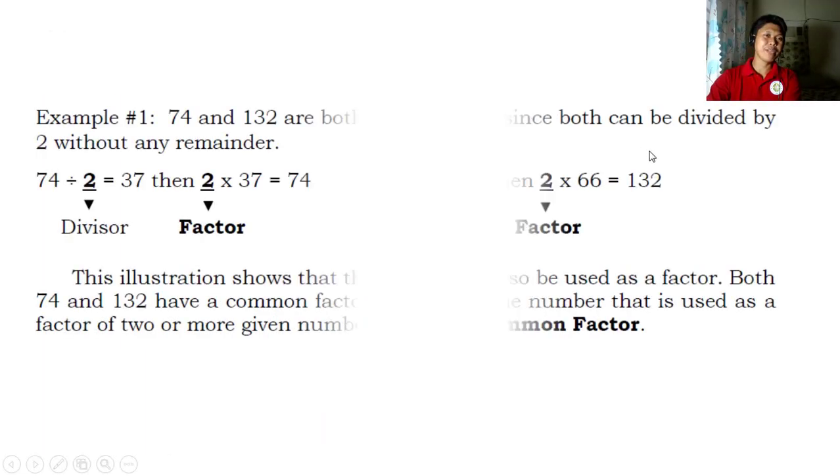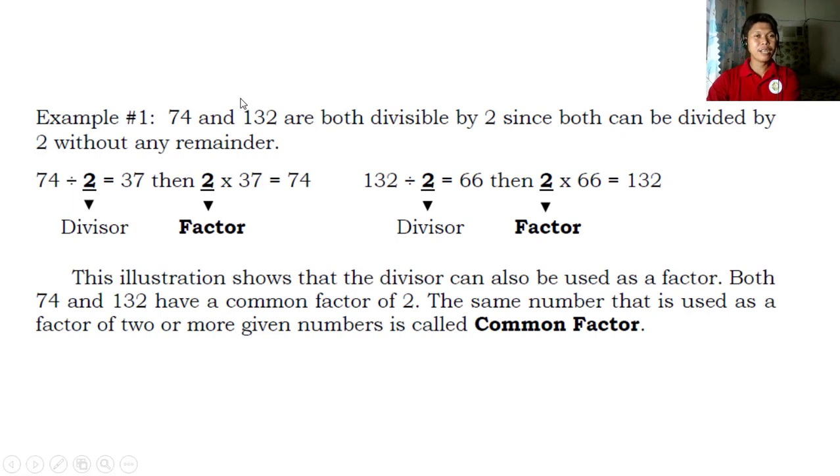Okay, so this time, ang pag-uusapan natin ay ano ba ang mga divisibility rules, using examples. So, we have Example number 1: 74 and 132 are both divisible by 2 since both can be divided by 2 without any remainder. In other words, yung dalawang numbers na yan ay divisible by 2 kasi nga sila ay even numbers. Kagaya nito, 74 divided by 2 is 37. Then, 2 is one of the factors of 74, and it is also the divisor. So, 2 times 37 is 74.